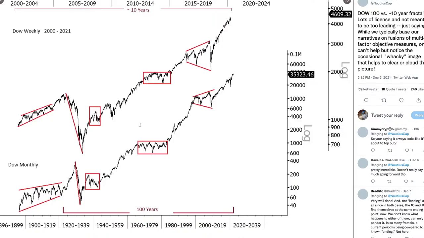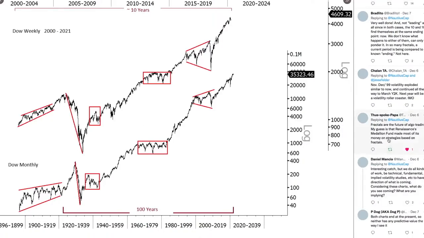What is this? Is this human behavior in the markets? That's what it seems to me. There's a great comment down over here, by the way: fractals are the future of algo trading. My guess is that Renaissance Medallion Fund made most of its money on strategies based off the fractals. There are a lot of people out there who take issue with people following fractals, yet that's what technical analysis is. It is finding patterns that repeat time and time again from investor behavior within the markets, and then being able to manage your risk off of it.